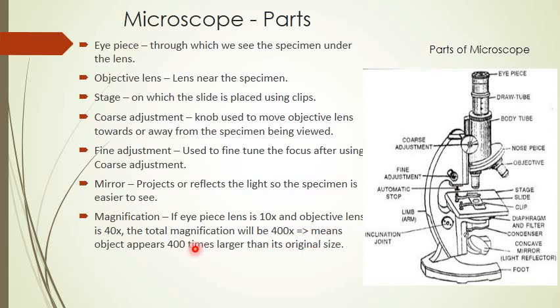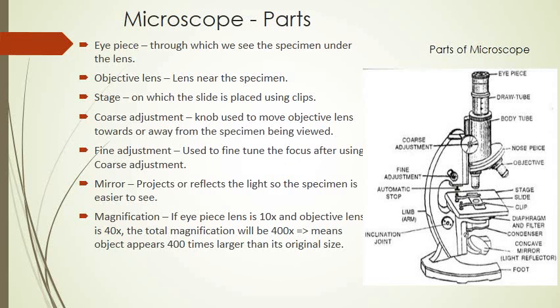That means here the object appears 400 times larger. It may be very small, but it looks 400 times bigger when viewed under the microscope. That is why the microscope is used to view very minute objects. Since they are not visible to our eyes, to make them visible we use such lenses inside the microscope, and we are able to see tiny specimens, tiny organisms or tiny objects. These are some of the parts of the microscope.